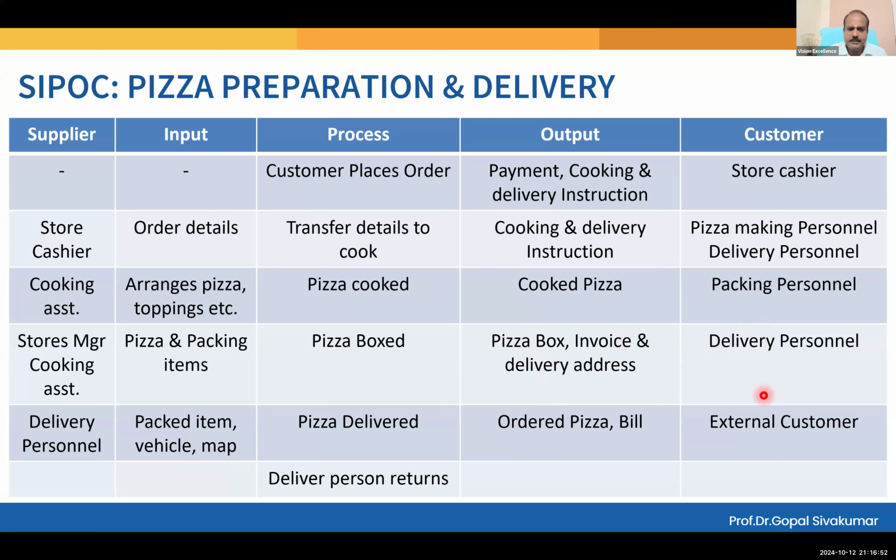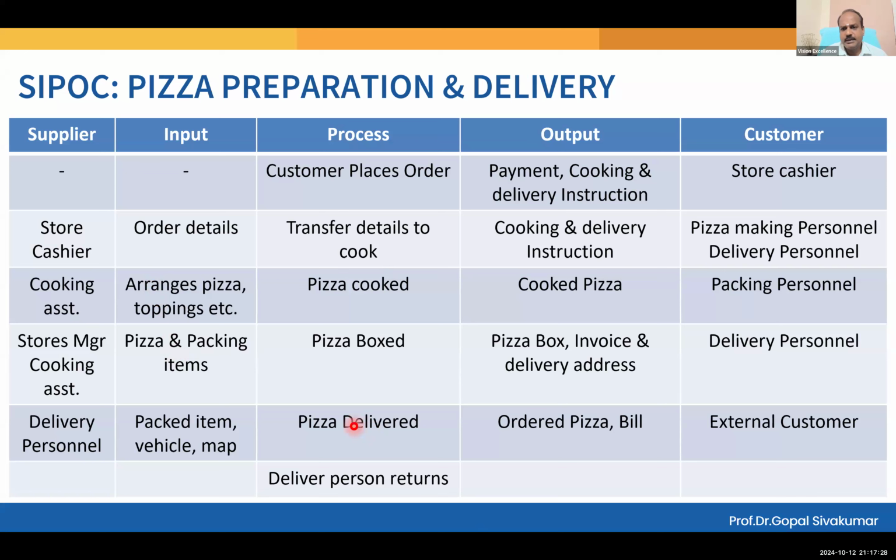And in order to pack the pizza, the packing item and the pizza are required. Now, who will provide the packing item as well as the pizza? The pizza cooking assistant will bring the pizza, and the packaging item, probably the store manager, or you can write whatever name you want to write here. This is only an illustration. You can write even Ramasamy, Munusamy, Ramkumar, whatever name you want. Ultimately, they become your supplier. On the right side, they become your customer. And now the pizza is boxed. The delivery boy is ready with the packaged pizza, and now he is effecting the delivery.